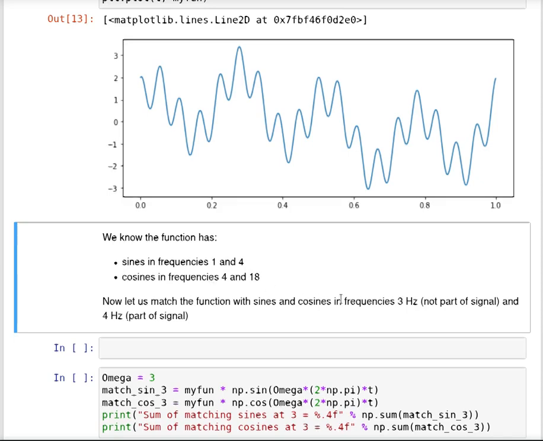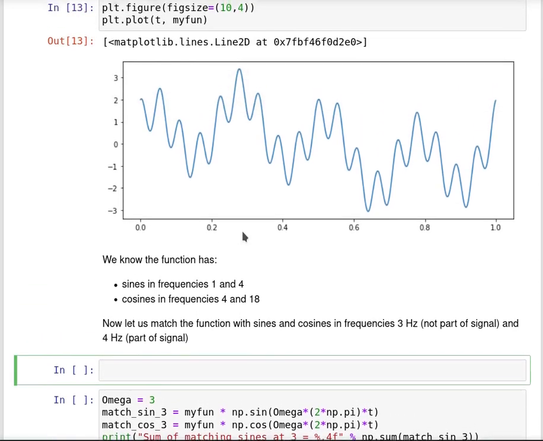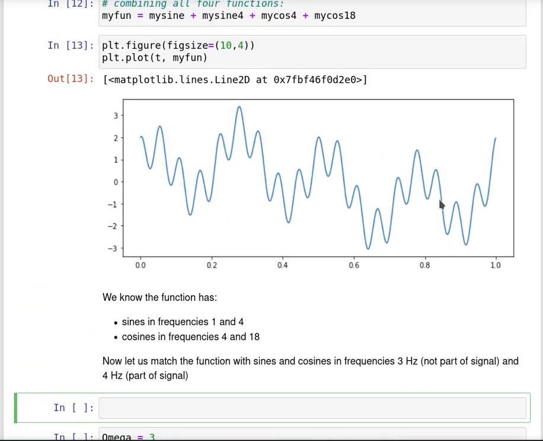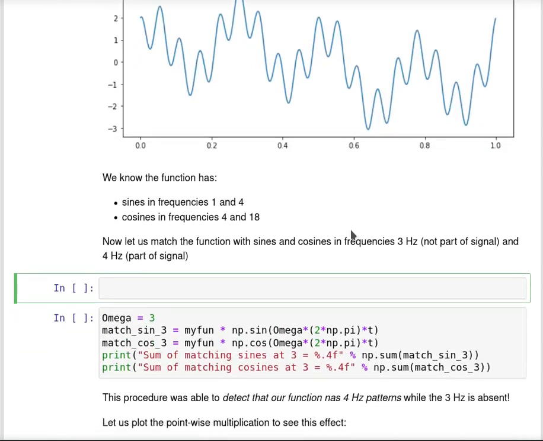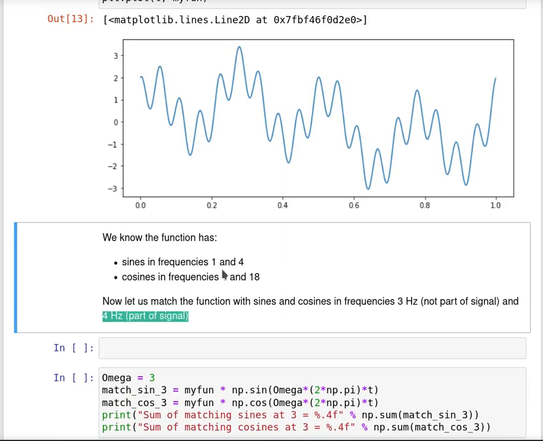So let us use that same idea we have seen in the previous video and try to match this function with sines and cosines. I'm going to show 2 examples. The first one matching with 4 hertz, which we know is part of the signal because we created it that way, and with 3 hertz, which we know is not part of the signal.